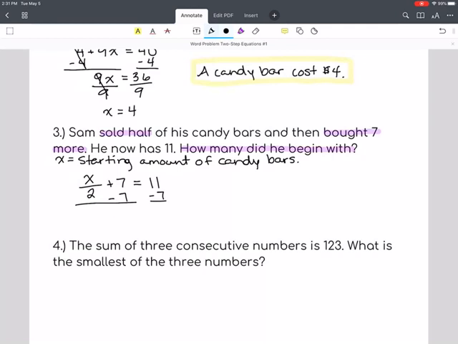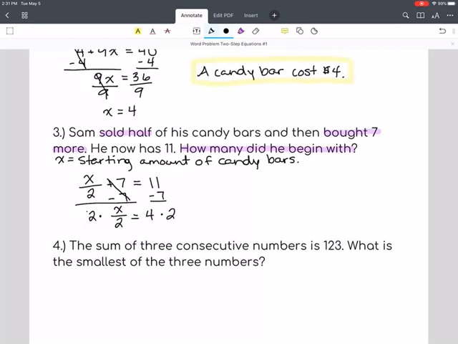So 7 minus 7 is 0. I bring down x divided by 2 equals 11 minus 7 leaves me with 4. So you could read this x over 2, but you could also read it x divided by 2. Actually saying what that little bar is mathematically helps us figure out what the inverse is. So x divided by 2, the inverse of dividing is to multiply. So I'm going to multiply each side by 2.